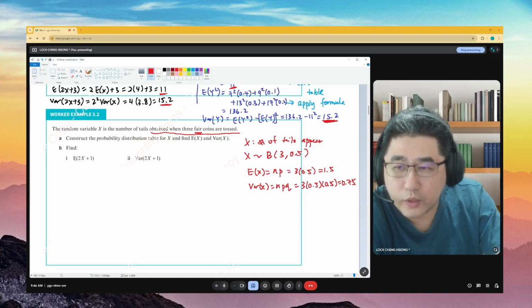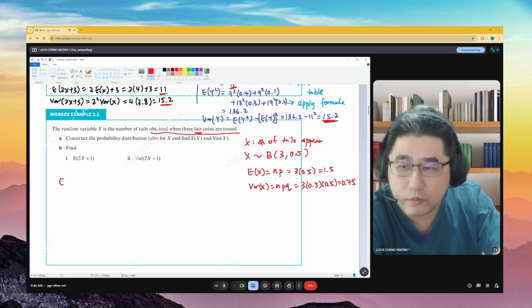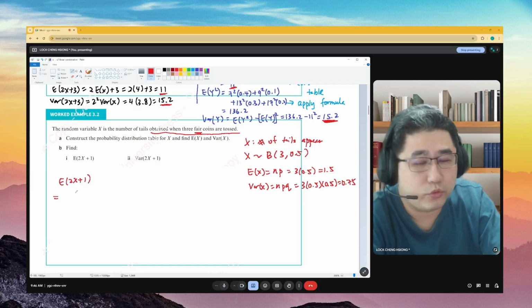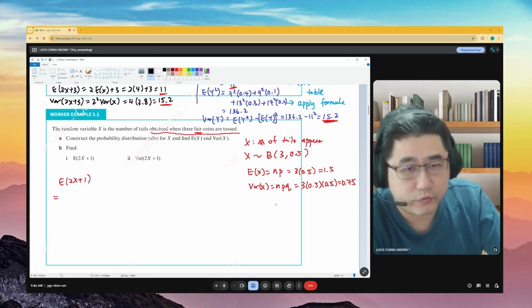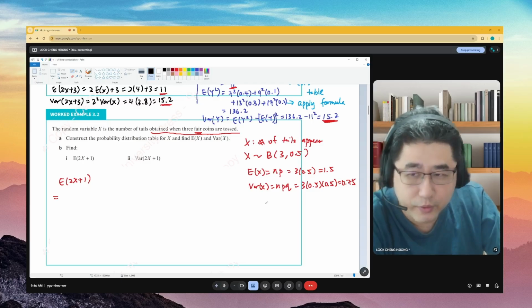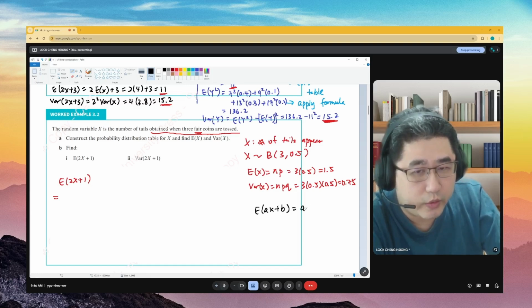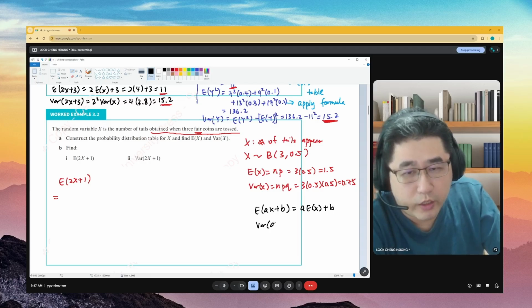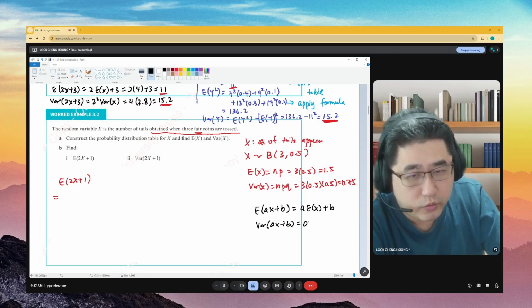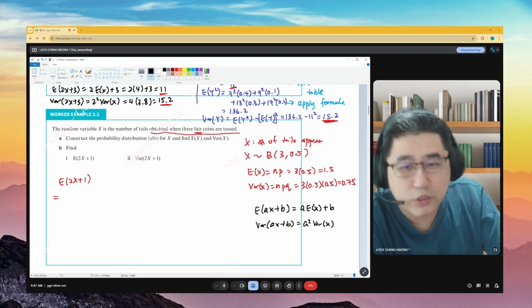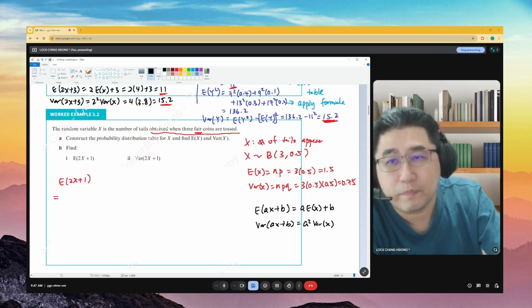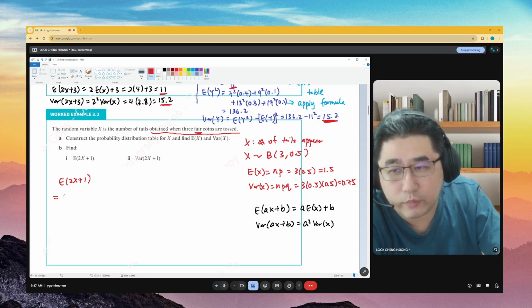Then we apply the formula for E of 2X plus 1. By now you need to remember how to apply the formula. For those who still cannot remember what the formula looks like, please be aware that expected of aX plus b equals a times expected of X plus b. Variance of aX plus b equals a squared times variance of X. These are the first two formulas. From here, we apply the formula accordingly.